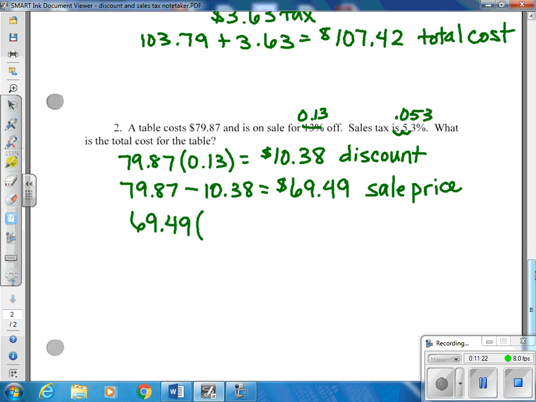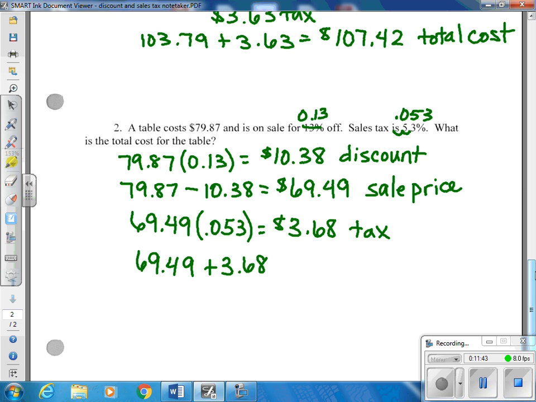$69.49 times that 0.053 that we used for the tax rate, right, is going to round off and give us $3.68. Okay, and that's known as your tax. Okay, and before we can actually get this table, we have to pay the tax on it. So we're going to take the $69.49 and add to it the $3.68. Right, and that will give us a grand total of $73.17. That is the total cost for this item.